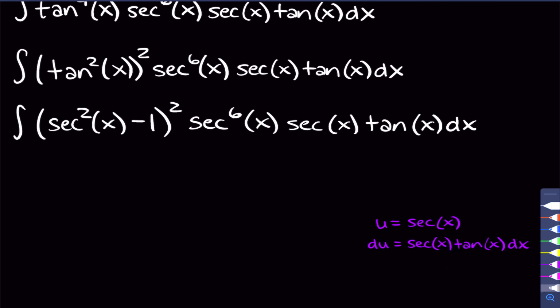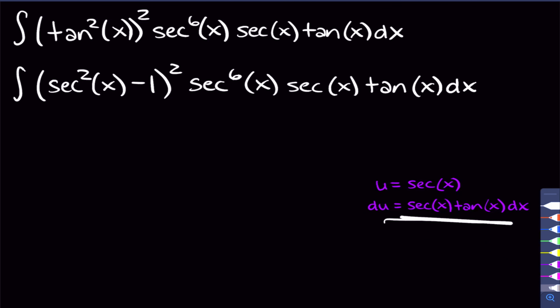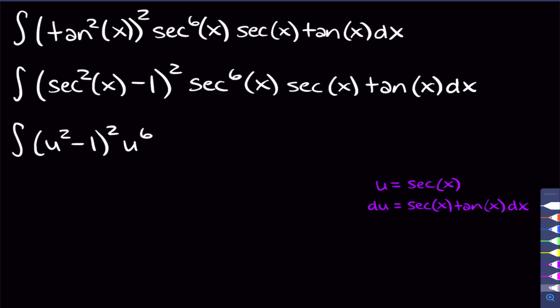And now that we've gone and done that, let's use our u substitution, which I put all the way down here. U is secant x, so this will be a u squared minus 1 squared. Secant to the sixth is a u to the sixth. And then secant x tangent x dx is a du. Awesome. So now that we've done that, let's try to simplify this before we integrate.